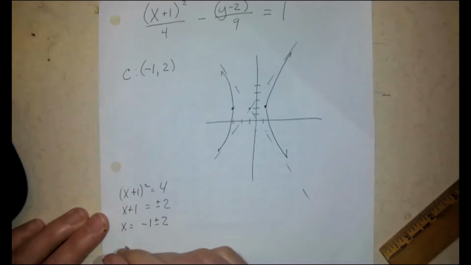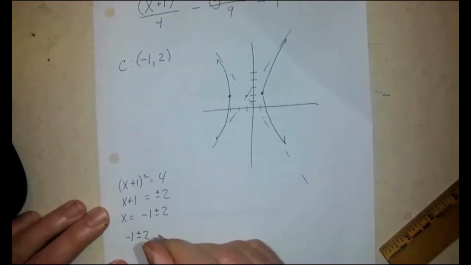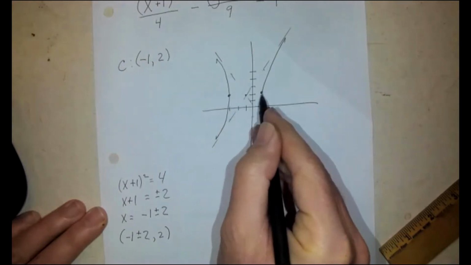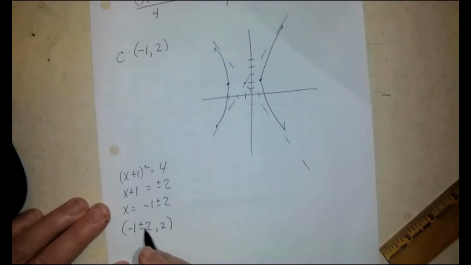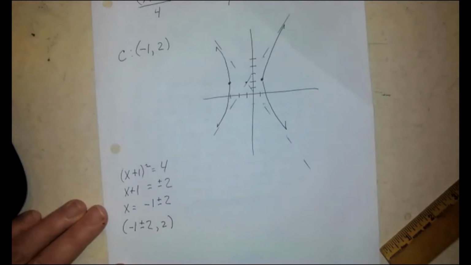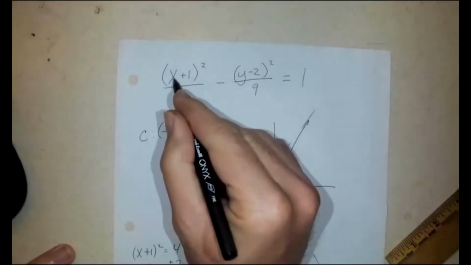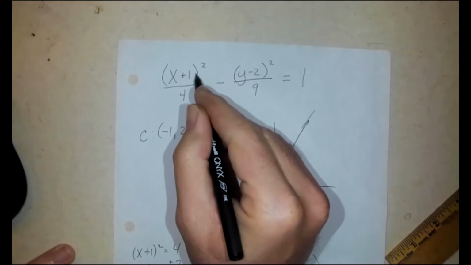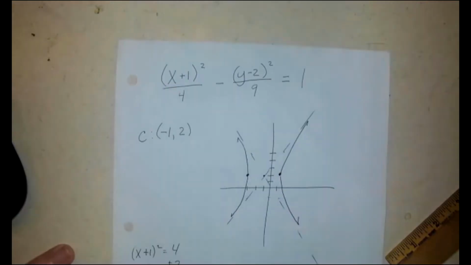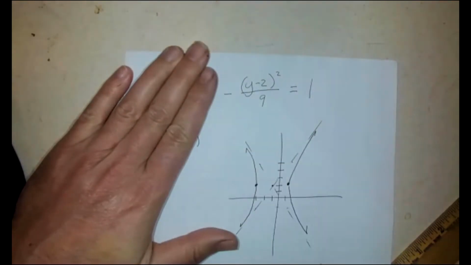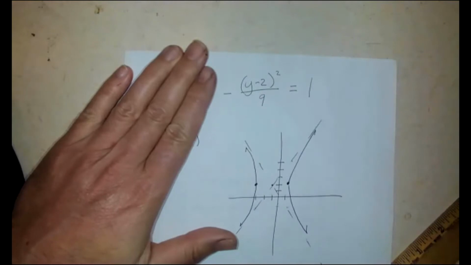This all happens when y was 2. And so you notice we're nice and symmetric. We are 2 on either side of that point, -1, comma 2. I can't make this equal to 0 and solve this equation. If I tried -1 for x, -1 plus 1 is 0, 0 squared is 0, 0 over 4 is 0, and 0 minus something is just the same as minus something. Minus something equals 1, okay?